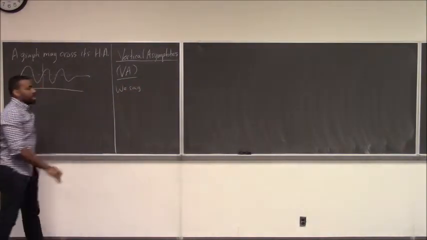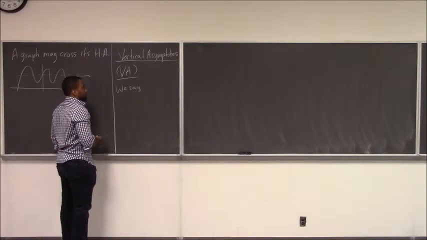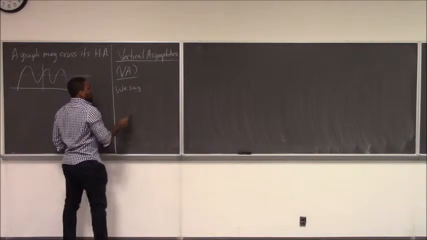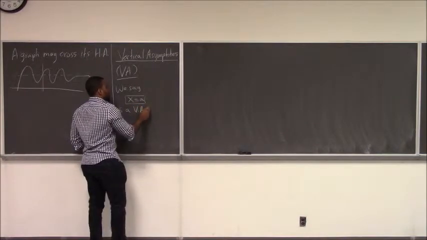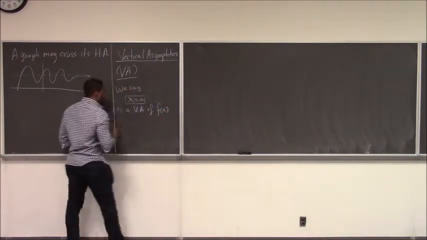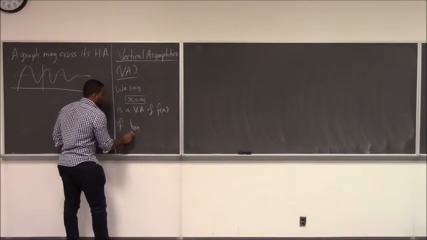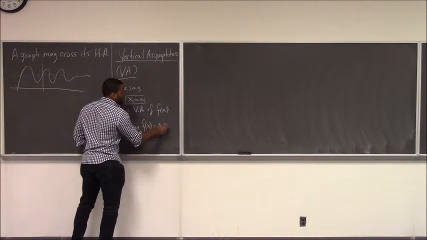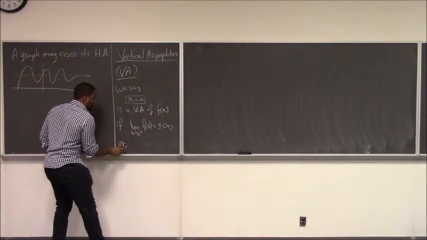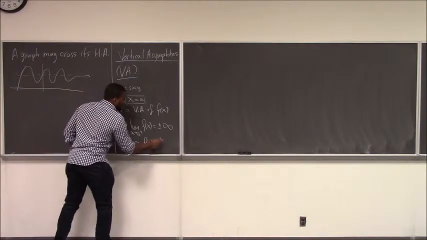And this one, you can also define in terms of limits, but usually when you're actually figuring it out or computing something, you don't really think of it that way. But the definition is in terms of limits as well. We say x equals a is a VA of f of x if the limit as x approaches a from the right of f of x is infinite, or the limit as x approaches a from the left of f of x is infinite.